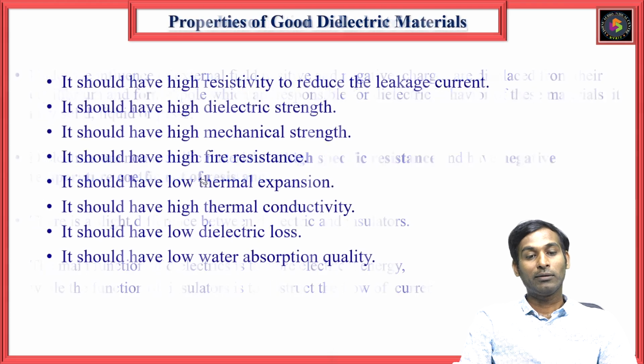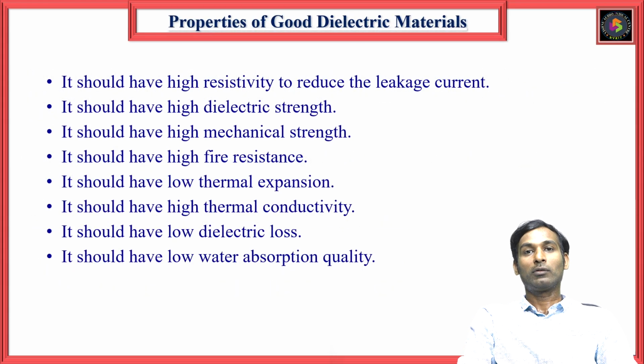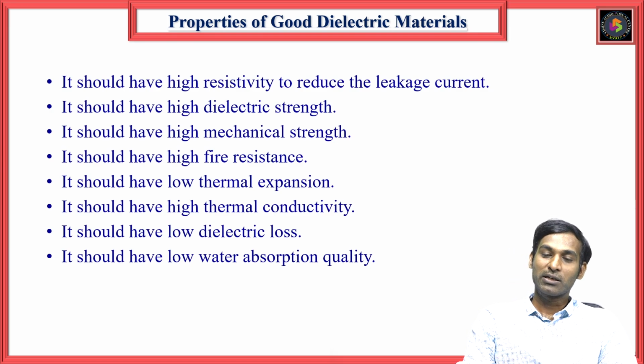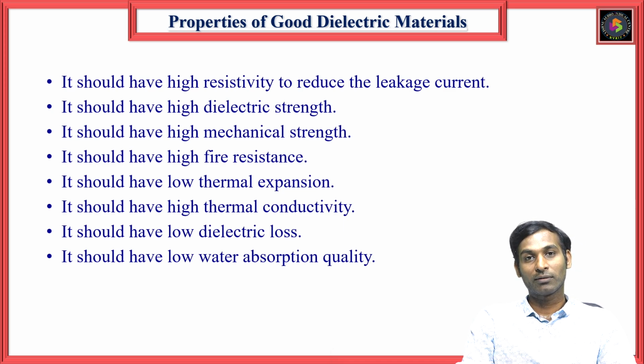Coming to the next slide, what are the properties of a good dielectric material? First of all, it should have high resistivity to reduce the leakage current. Very important point. Dielectric material should have high dielectric strength and also high mechanical strength, because of the preparation of the dielectric material. It should have high resistance.